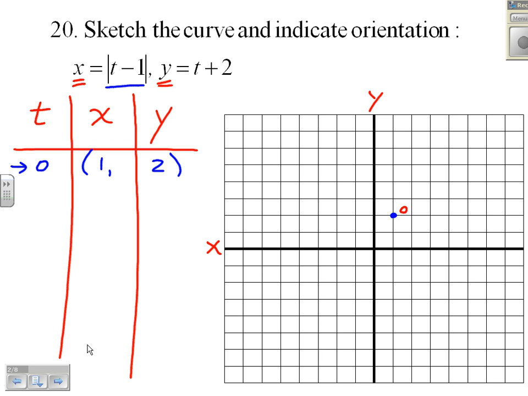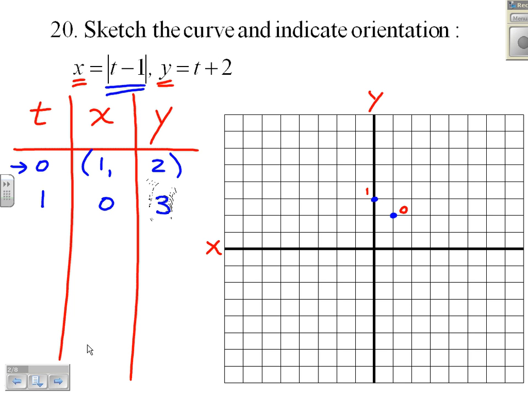Okay, so now I'm just going to pick some other values, and it seems like this should be a pretty interesting graph around when t is 1, because that's when the absolute value starts to come into play. When t is 1, I get absolute value of 0, and when t is 1, y becomes 1 plus 2, or 3. So we have a point at 0, 3. You may want to mark that when t is 1.